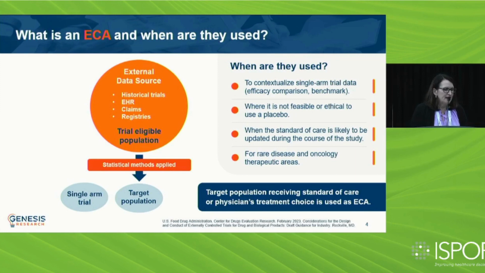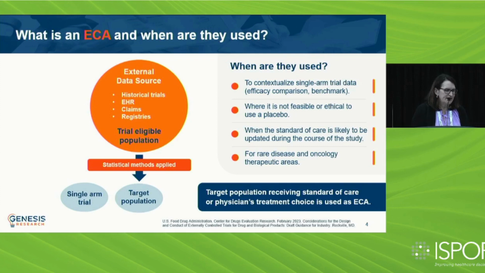So we can create a trial-eligible population by essentially mimicking the inclusion and exclusion criteria that we have within our single-arm clinical trial in our external data source. We can also then apply statistical methods to create our target population, which is receiving standard of care or a physician's treatment choice, and then this becomes our external control arm.